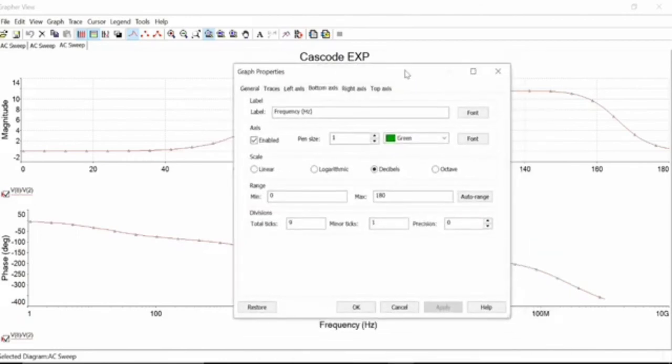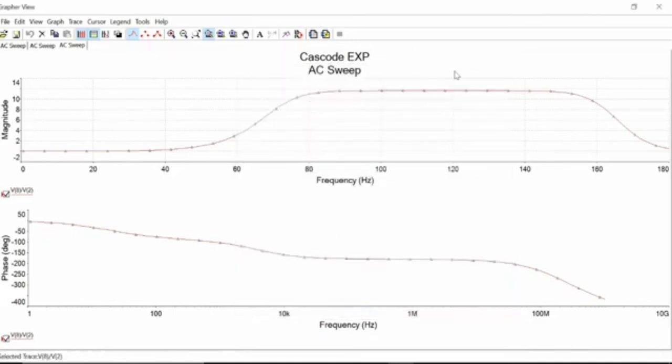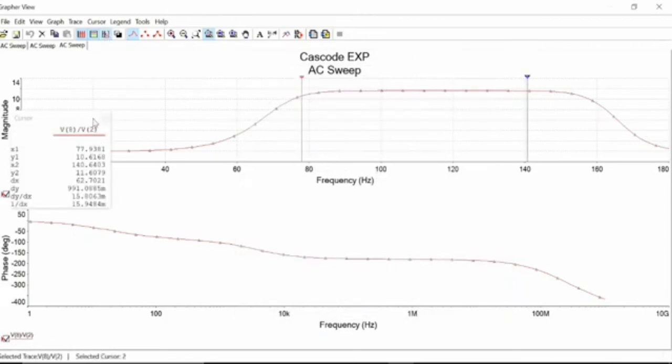Now let me tell you how to calculate the gain and bandwidth. So this is the final curve which I got, and for this I'm going to show you the bandwidth and gain. These are the two points, considered as F1 and F2. Between this range only I'm going to calculate the bandwidth. Here bandwidth is nothing but X2, which is 140.6403 hertz. So now I'm going to calculate the gain.